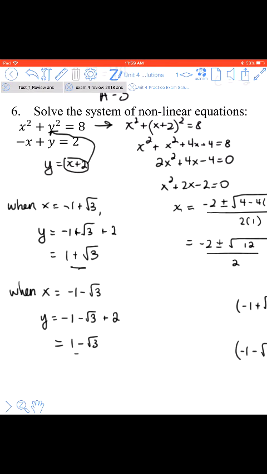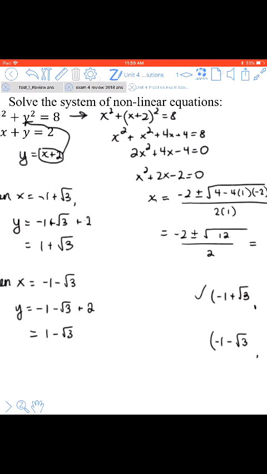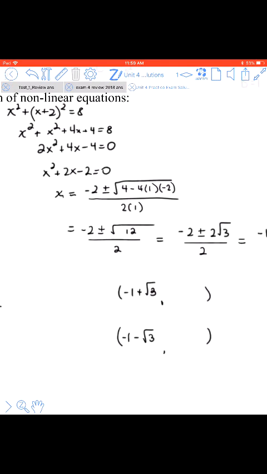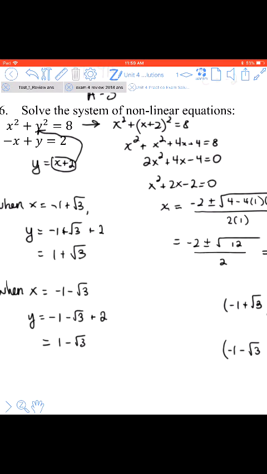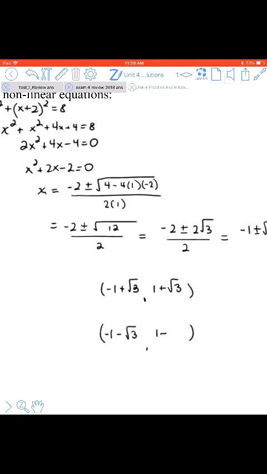So these are the two y values. This one pairs up with that x value, so I'm going to transfer that here, 1 plus the square root of 3. And then this y value matches up with that x value. So I'm going to write it here, 1 minus the square root of 3.